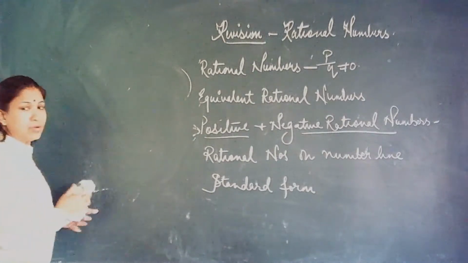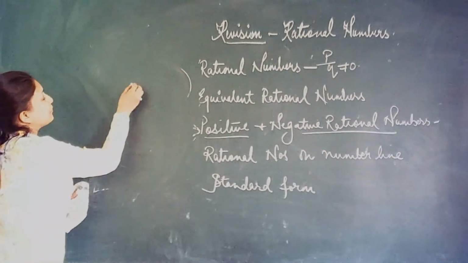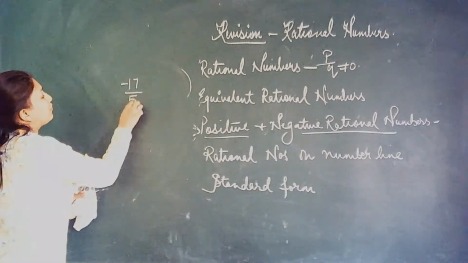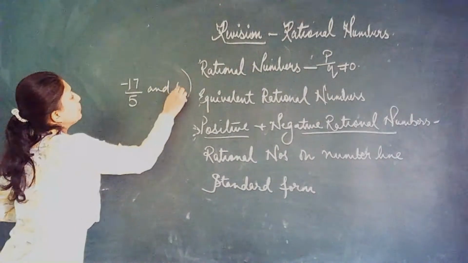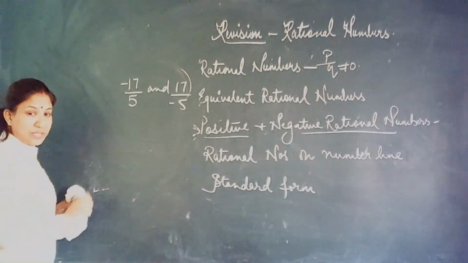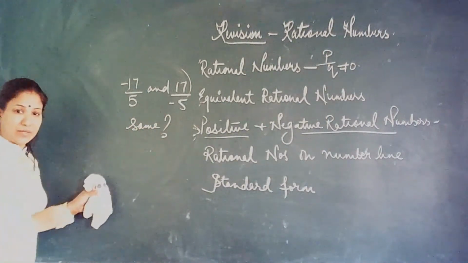Now here also I would like to explain one example which is different from this. Now you tell me, minus 17 upon 5 and 17 upon minus 5. Are they same? Just think and tell me.